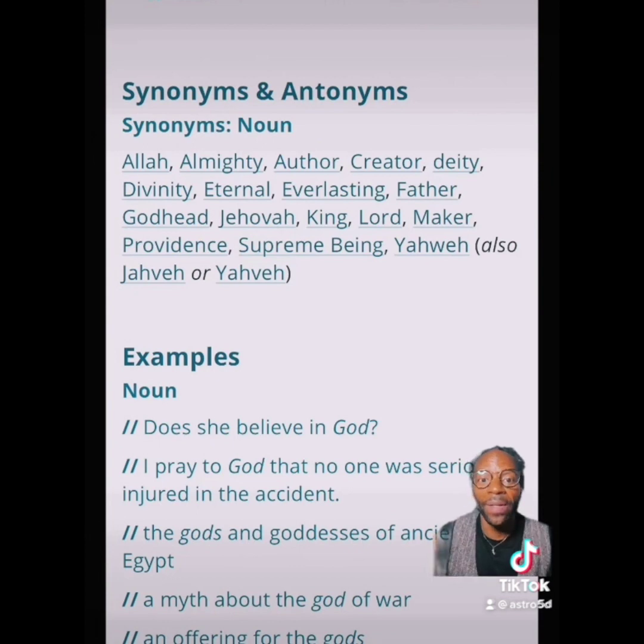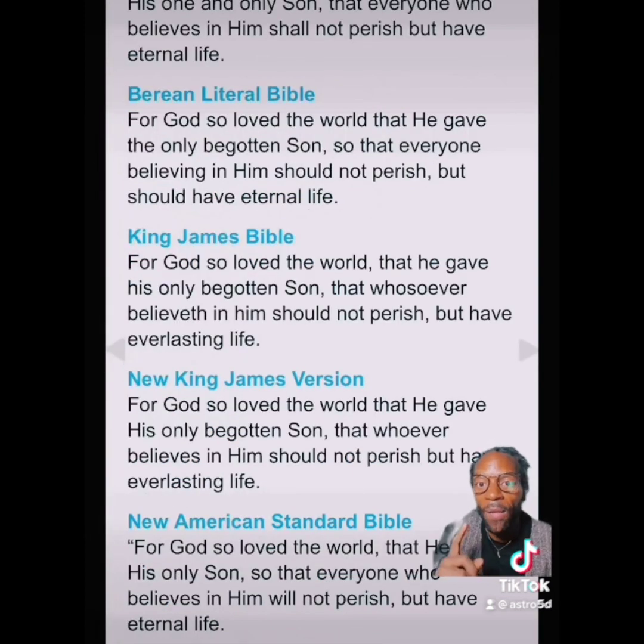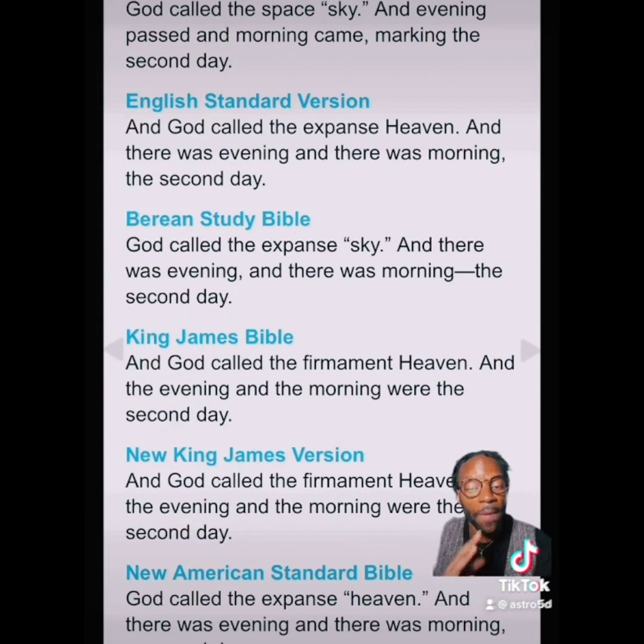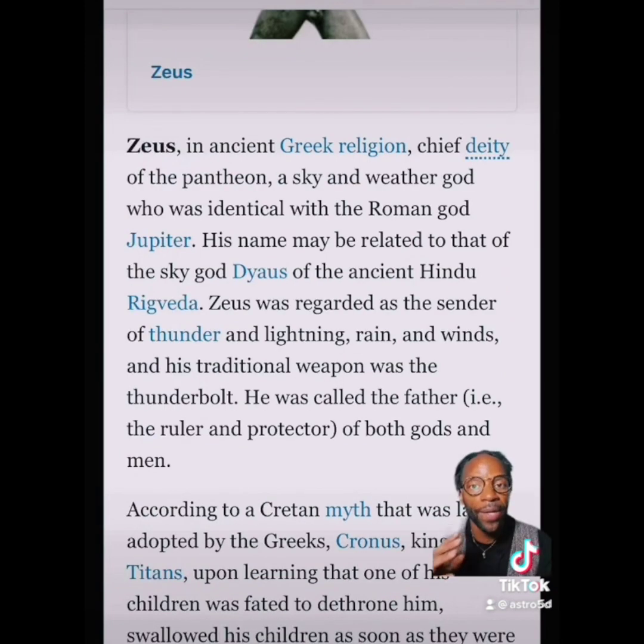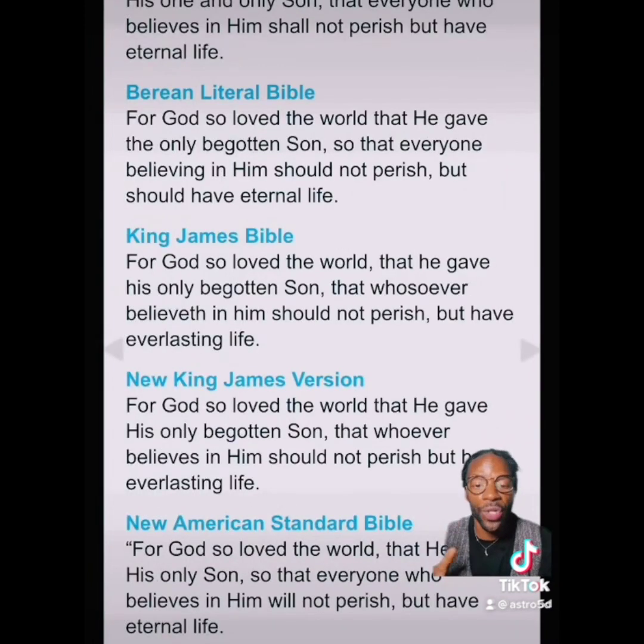Just pause to read. So let me read this one more time. For God so loved the world that he gave his only begotten Son, that whosoever believeth in him should not perish, but have everlasting life. Now keep in mind the definitions we already went over. And God called the firmament heaven, and the evening and the morning were the second day. Side note, here's Zeus. Zeus is a chief deity. Essentially what you're seeing here is the firmament gave us the sun.